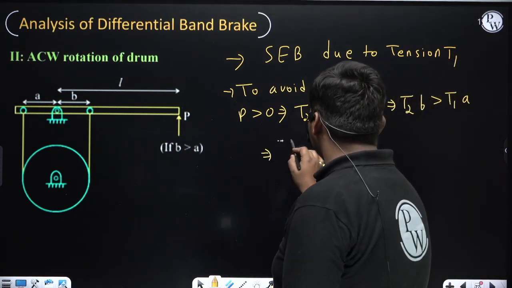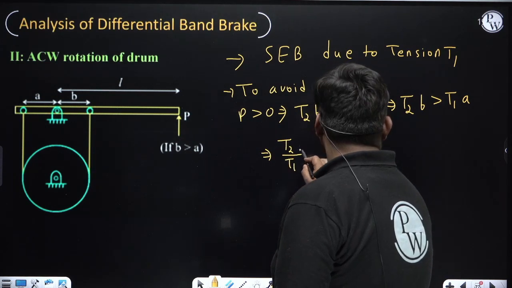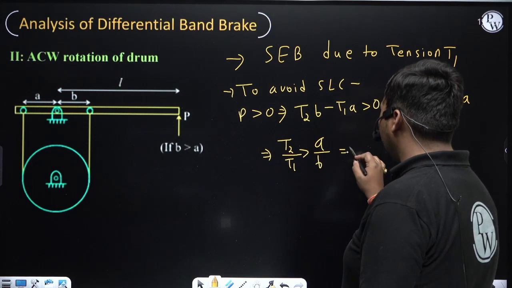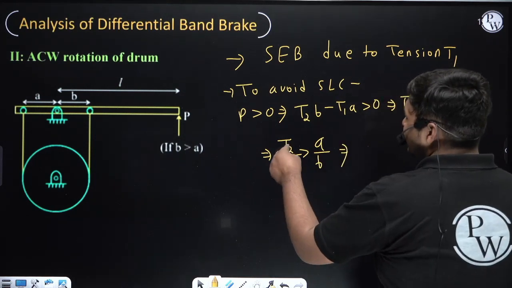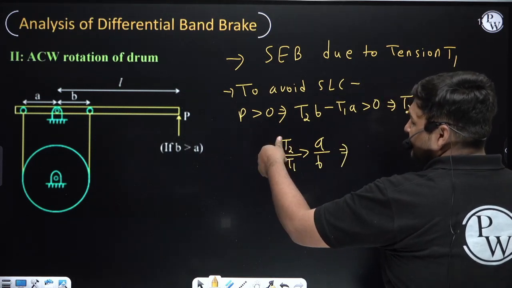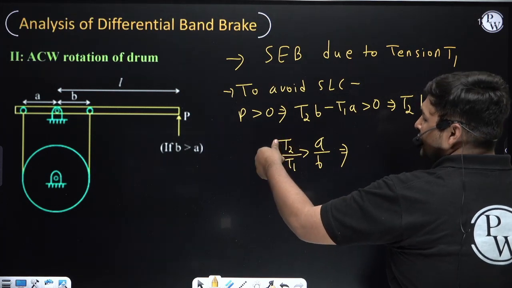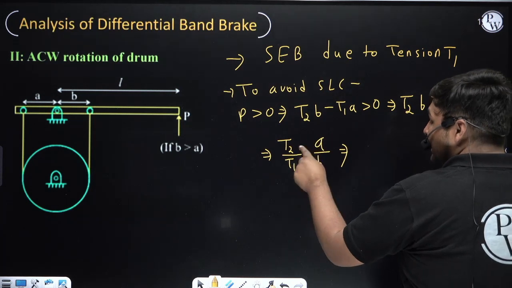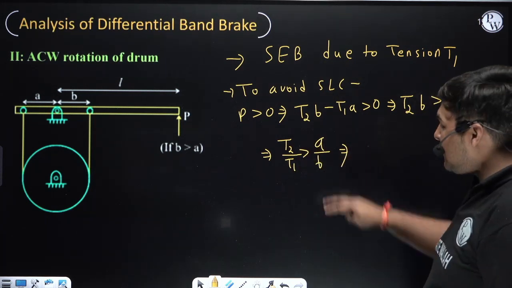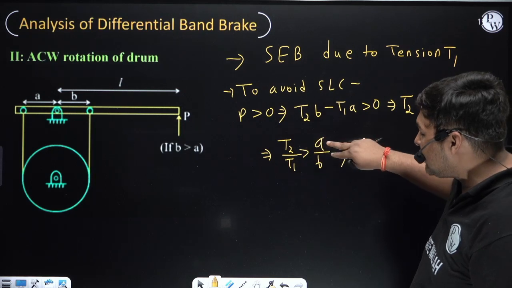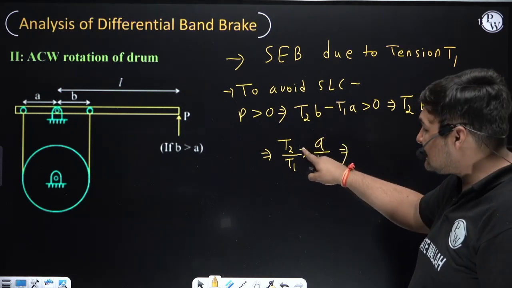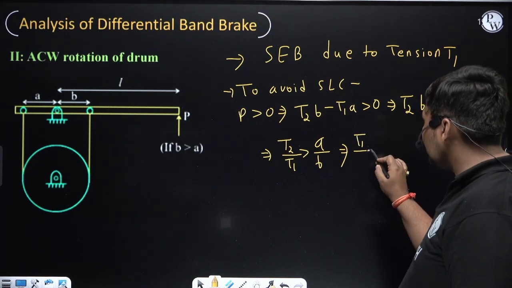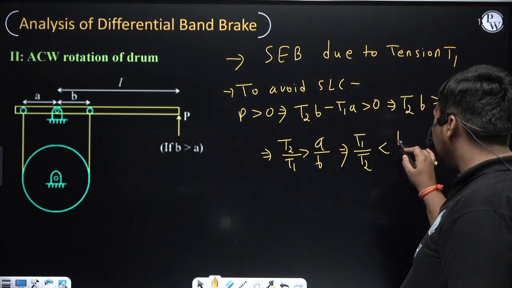Now to ensure this, T2 by T1 must be greater than A by B. Or you can also write the equation like this. If you want to write it as T1 by T2, you need to take the reciprocal of this. But if you take the reciprocal here, you also take the reciprocal there, and doing this the greater sign will become a less sign. If we reverse T2 by T1 as T1 by T2 and A by B as B by A, this sign will change. If it is greater, it will become a less than sign. Means T1 by T2 should be less than B by A.